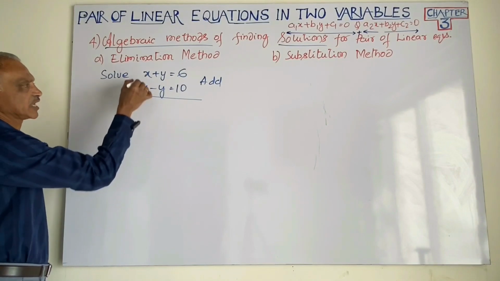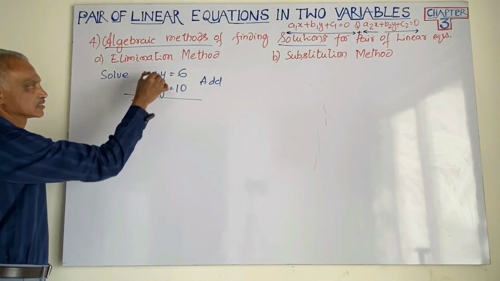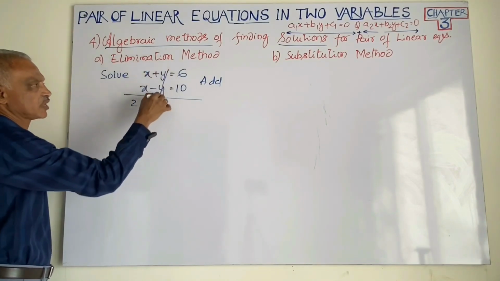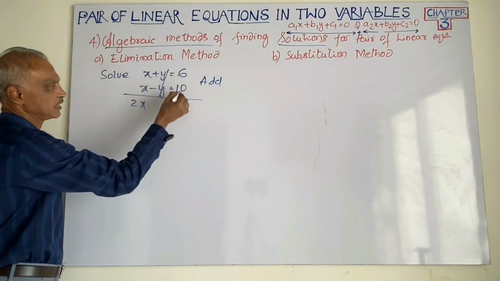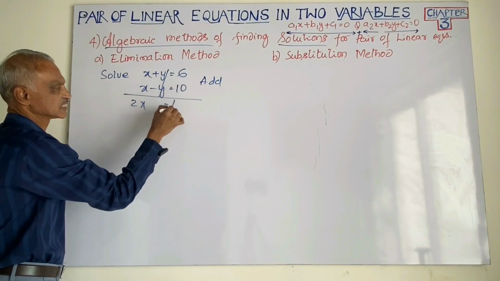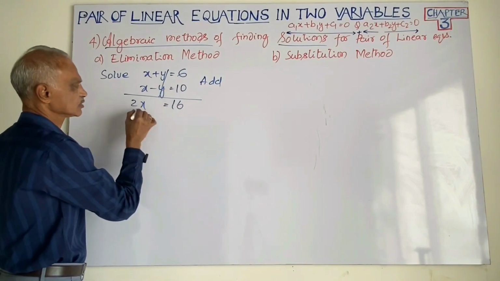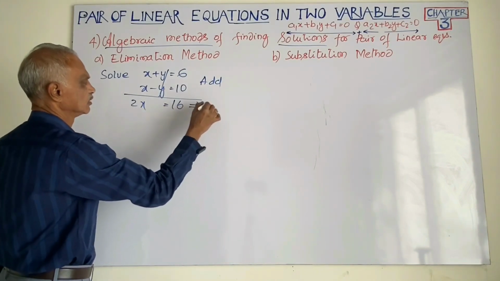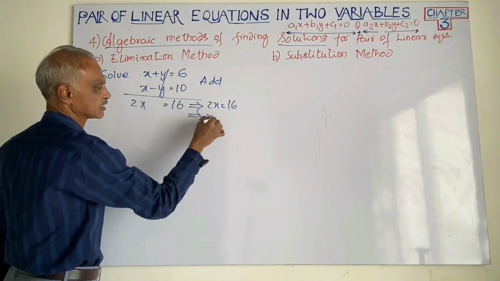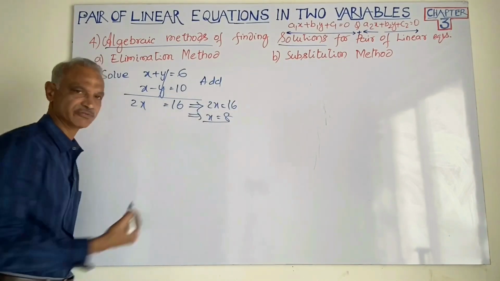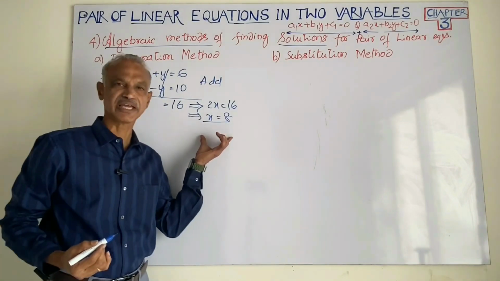If you add x plus x, you will get 2x. Plus y minus y, if you add them, they will get cancelled. 6 plus 10 is equal to 16. You will get 2x is equal to 16, and you will get x is equal to 8. What is the value of x? You got x is equal to 8.